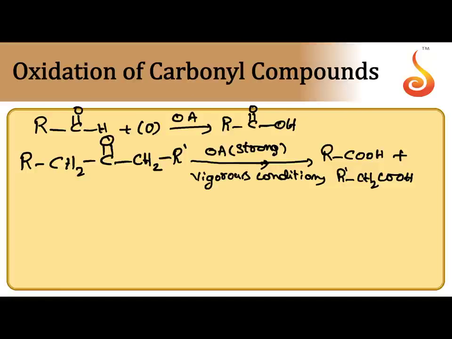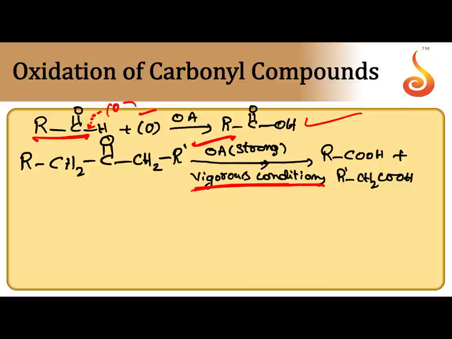Next, oxidation of carbonyl compounds. When an aldehyde is subjected to oxidation with any oxidizing agent like potassium permanganate, potassium dichromate, even Tollens reagent, Fehling's reagent, any even mild oxidizing agent, O is easily inserted between C and H, forming carboxylic acid. But the oxidation of ketone is difficult, not easy, since no H is attached to the carbonyl carbon. Even though it is difficult, it can be oxidized by using a strong oxidizing agent under vigorous conditions.